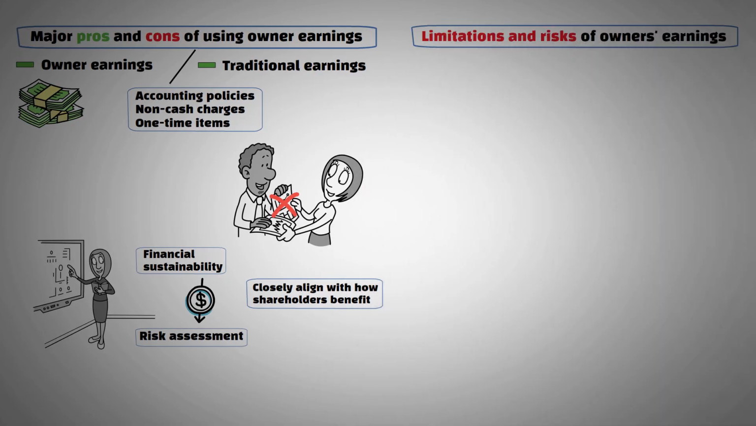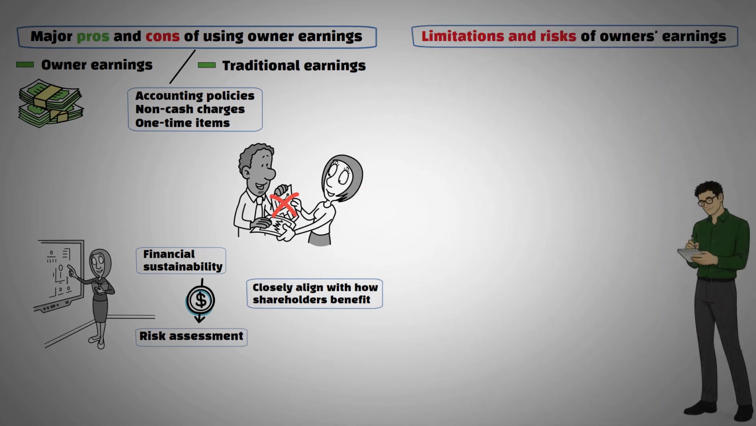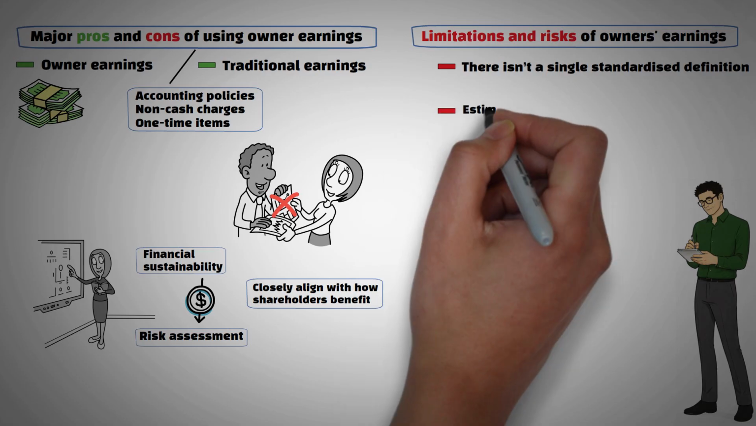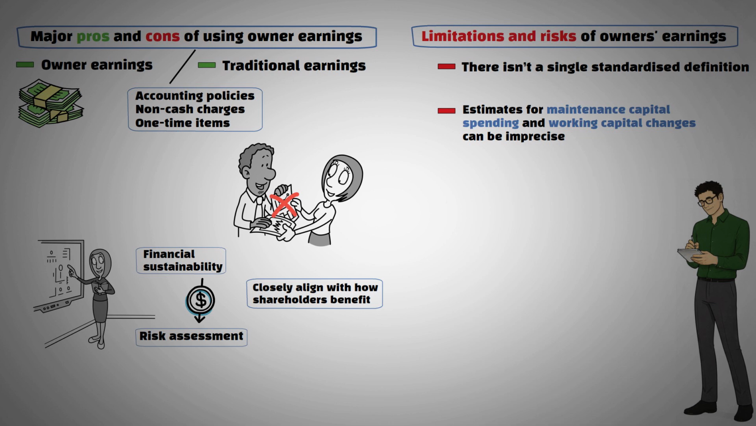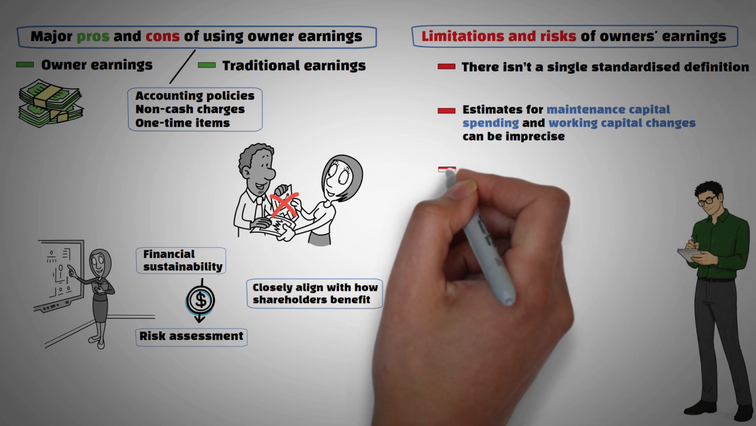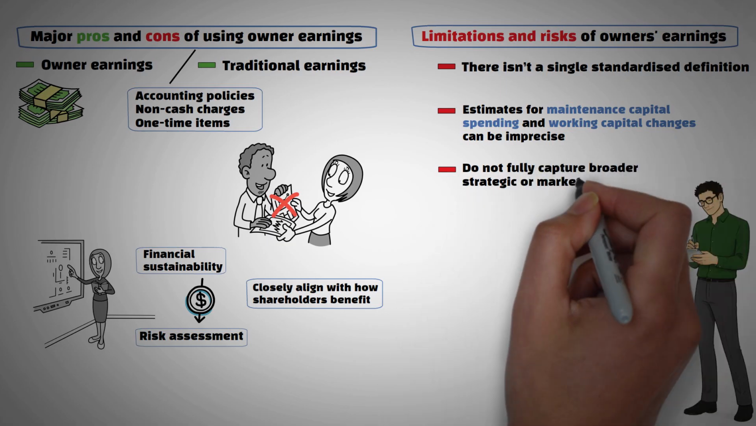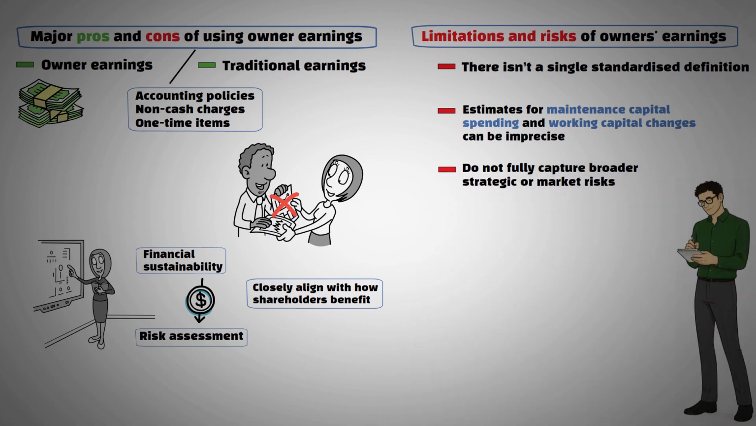Now, let's look at the limitations and risks of owner earnings, because despite their usefulness, they are not perfect. Firstly, there isn't a single standardized definition, which makes comparisons between investors or companies more difficult. Estimates for maintenance capital spending and working capital changes can be imprecise and introduce subjectivity into the calculation. Owner earnings do not fully capture broader strategic or market risks, such as competitive disruption, regulatory changes, or macroeconomic conditions.